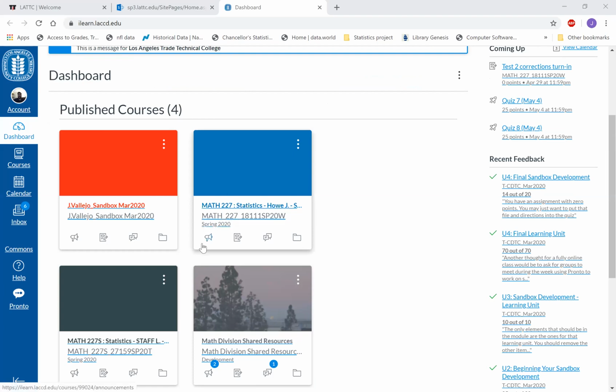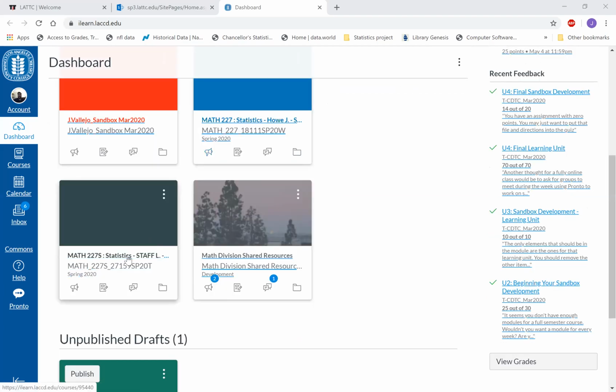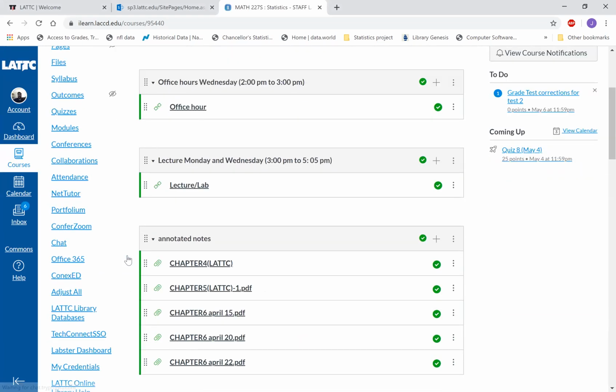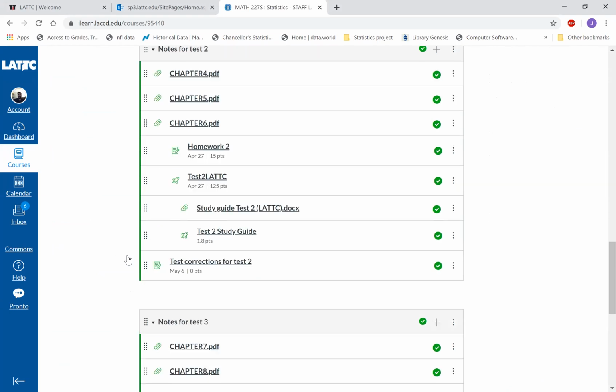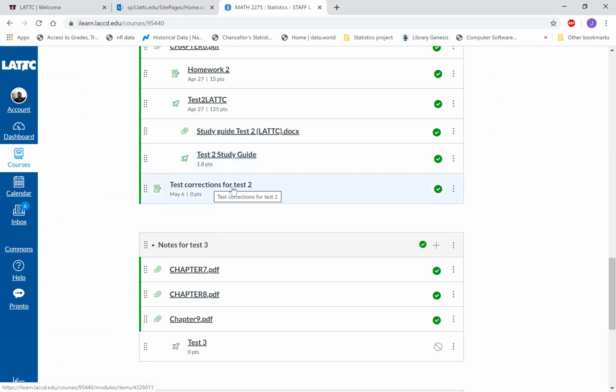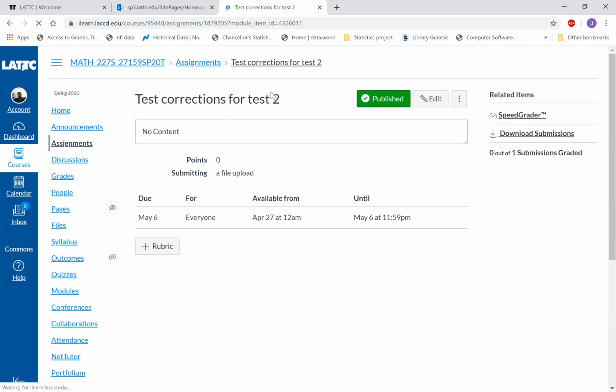Let's see. Nope, you're not in that class. It's this class. Let's see. Yeah, cool. So if you look at it, I already did the test correction. The test correction for test 2 is right over here. So all you have to do is click it. Right here, there's something like submit assignment. So you want to submit assignment, and then you're just going to upload the file.